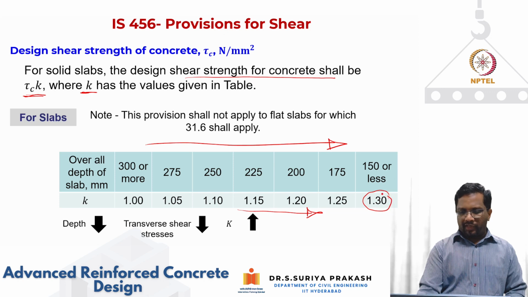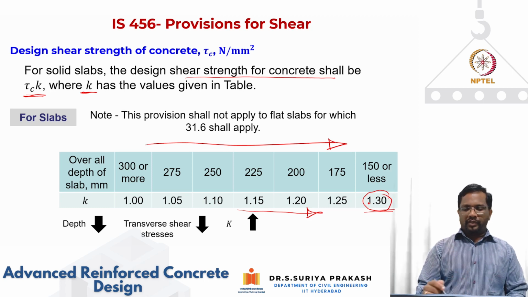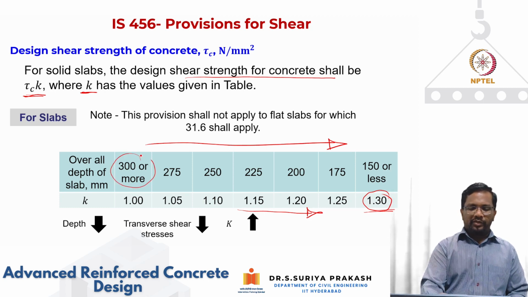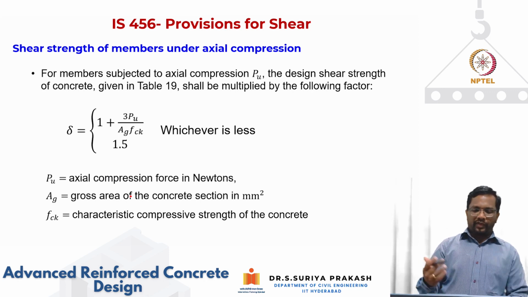When you are putting a slab of 150 mm or less, whatever tau c that you are calculating, you can multiply this by 1.3. That means I am getting 30% higher shear strength when the thickness of the slab is less. Again, when the depth of the slab is 300 or more, the code is limiting k to 1. Then your transverse shear stresses will increase and you don't get that beneficial effect of membrane action.